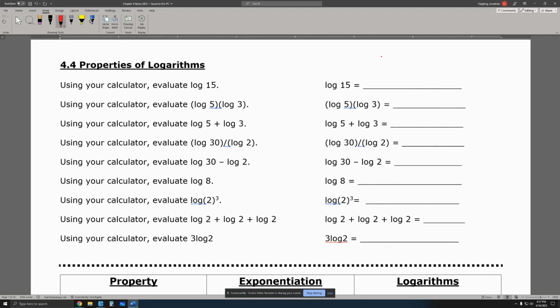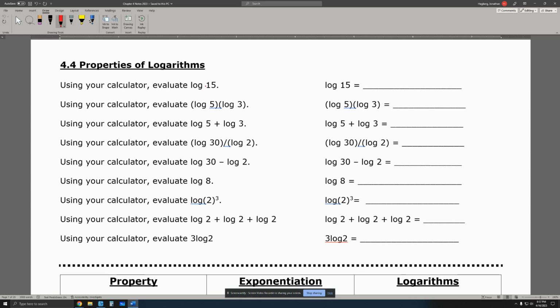Hi everyone. Today we're going to be completing our notes on 4.4 Laws of Logarithms, or Properties of Logarithms. I want to start just by evaluating a bunch of logs and see if we can draw a pattern from some of these logs that we're evaluating. So go ahead and take out your calculator. We're going to start with log of 15.